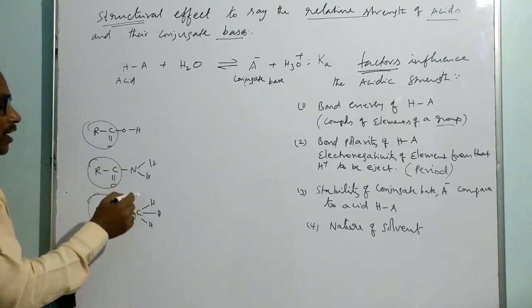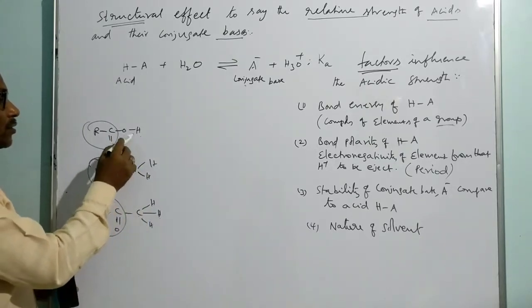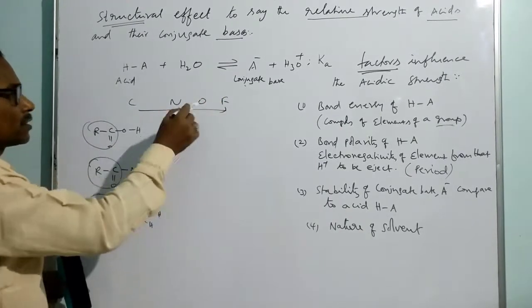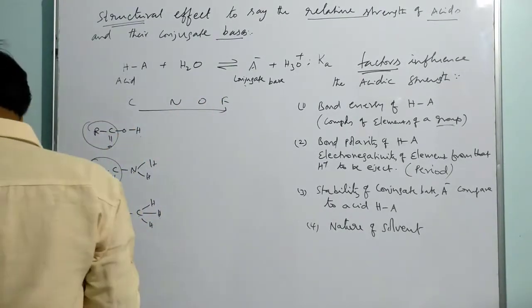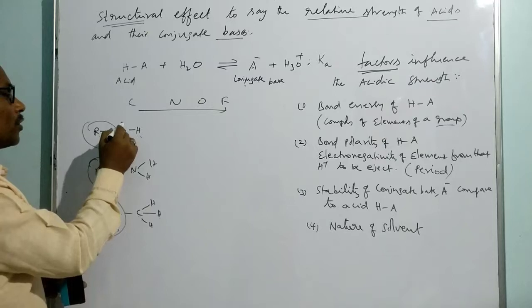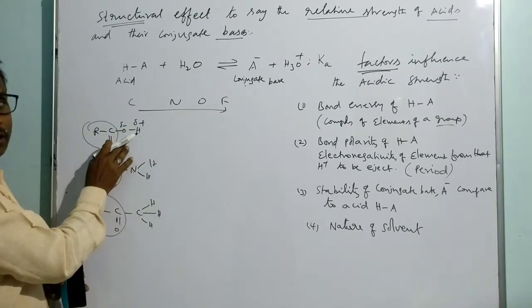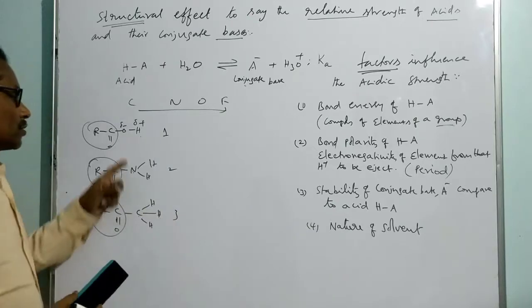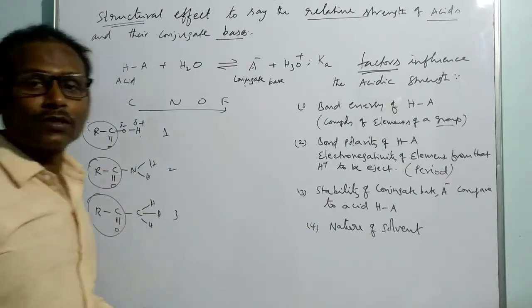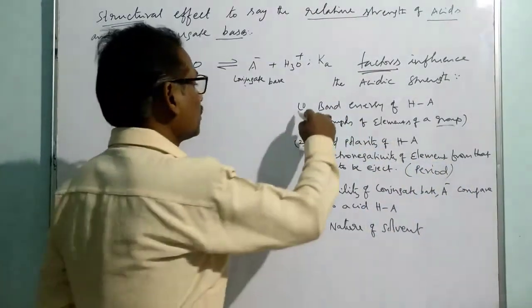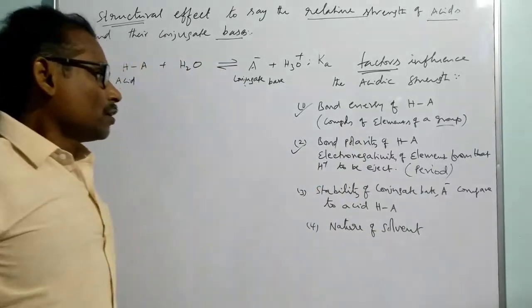So the bond polarity, that is carbon to hydrogen, nitrogen to hydrogen, oxygen to hydrogen: oxygen is more electronegative. If you take carbon, nitrogen, oxygen and fluorine, the electronegativity increases from left to right. So you can understand that this oxygen to hydrogen bond is more polar, because this oxygen is more electronegative. That makes this compound eject its proton so easily. So I can say this is first, this is second and third. Based on the electronegativity of the element, we can say which is the strong acid. So acidity is influenced by the first two factors, that is bond energy and bond polarity.